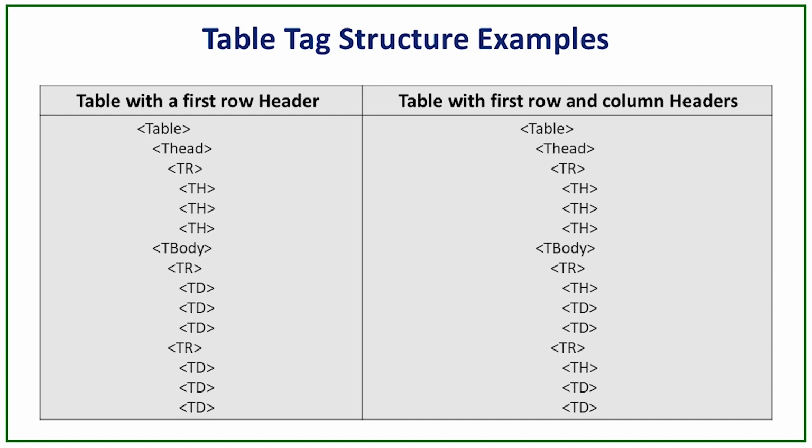For a table with first row and column headers, we begin with a table tag in the first level. On the second level, we have a T-head container and a T-body container. Within the T-head container, we have a TR container that contains 3 TH column header cells. Within the T-body container, we have 2 TR containers that contain 1 TH row header and 2 TD data cells each.